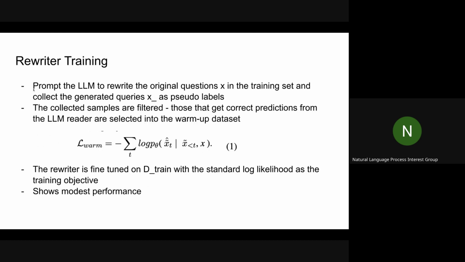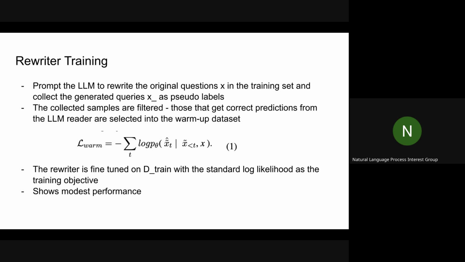So they prompt the LLM to rewrite the original questions X in the training set and collect the generated queries X hat as pseudo labels. I couldn't format this, but yeah, X hat. And then the collected samples are filtered. Those that get correct predictions from the LLM reader are selected into the warm-up dataset.